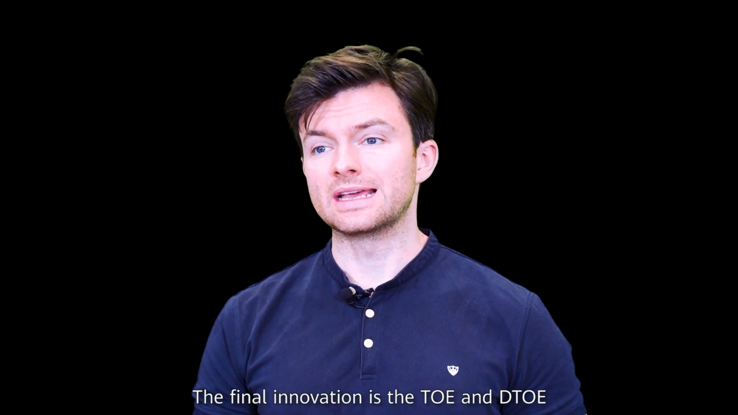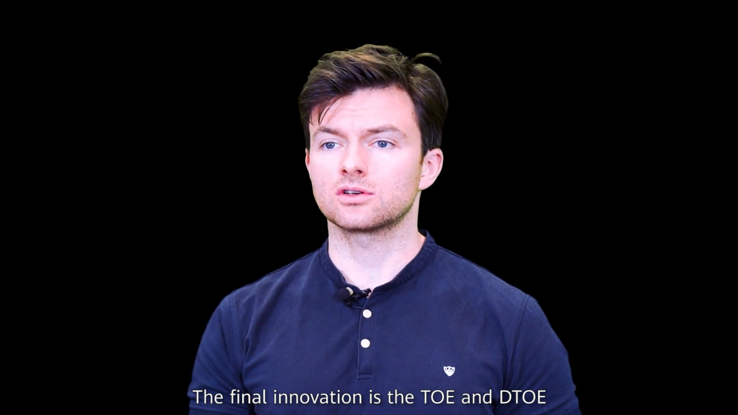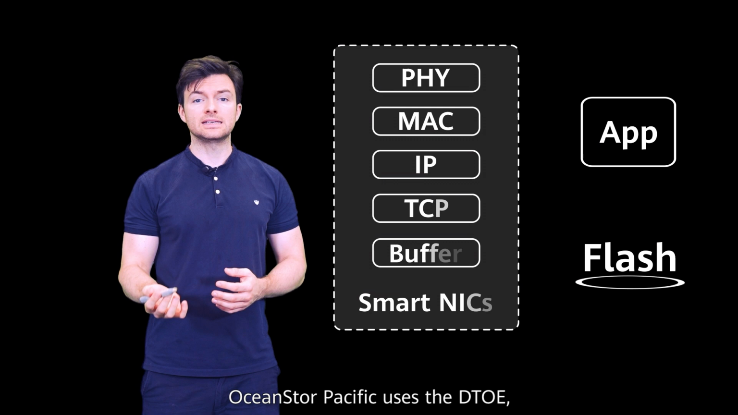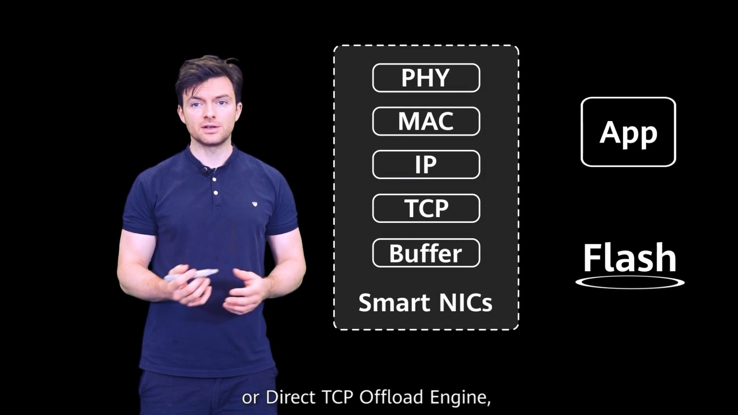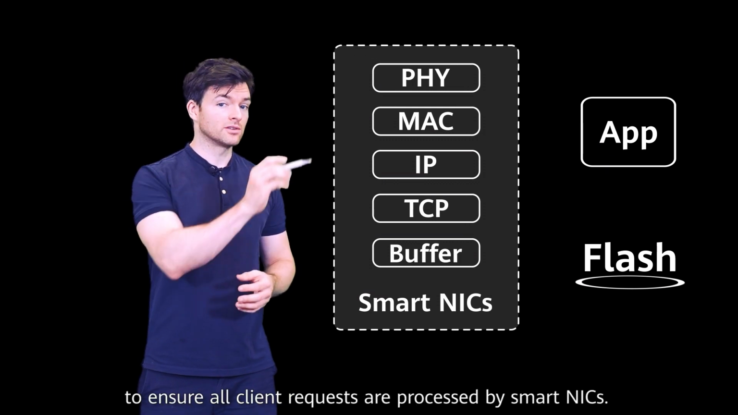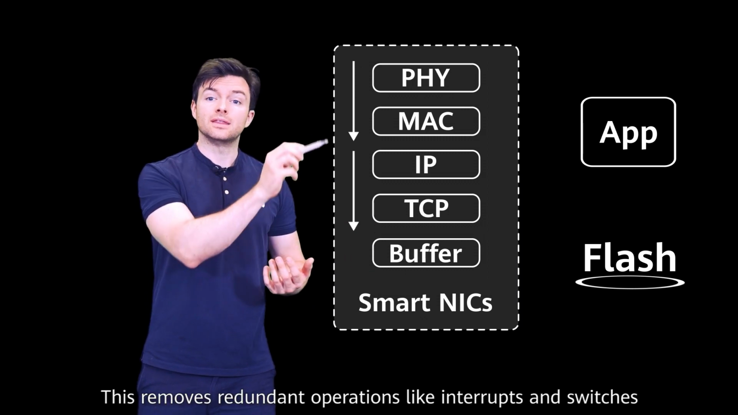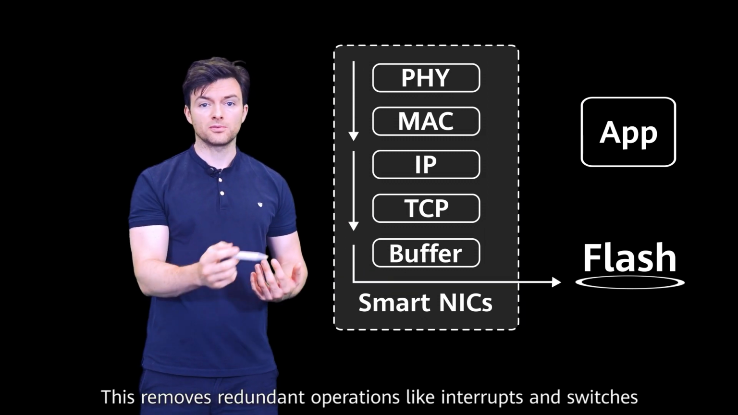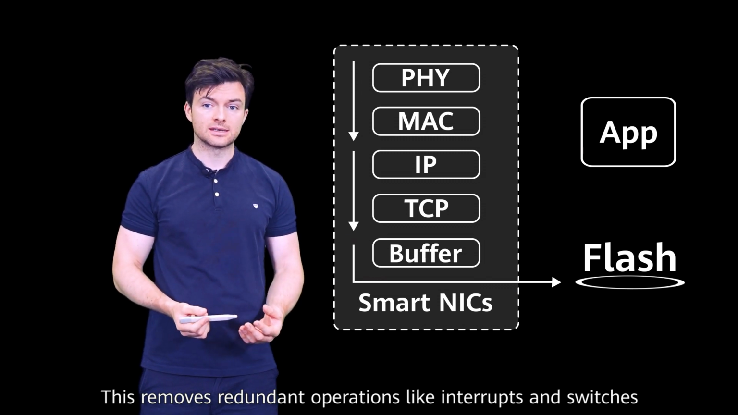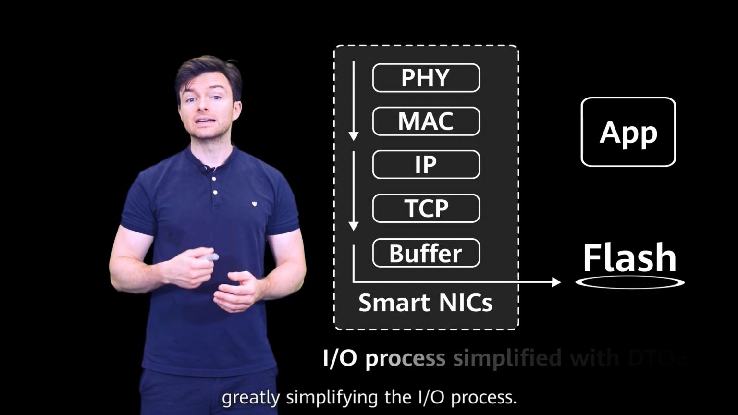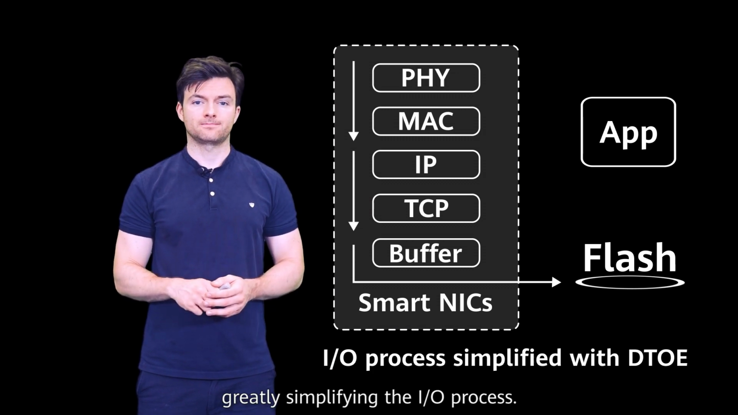The final innovation is the TOE and DTOE software-hardware collaborative design. OceanStor Pacific uses the DTOE, or Direct TCP offload engine, to ensure that all client requests are processed by the smart NICs. This removes redundant operations like interrupts and switches between the user and kernel modes found in conventional paths, greatly simplifying the I/O process.